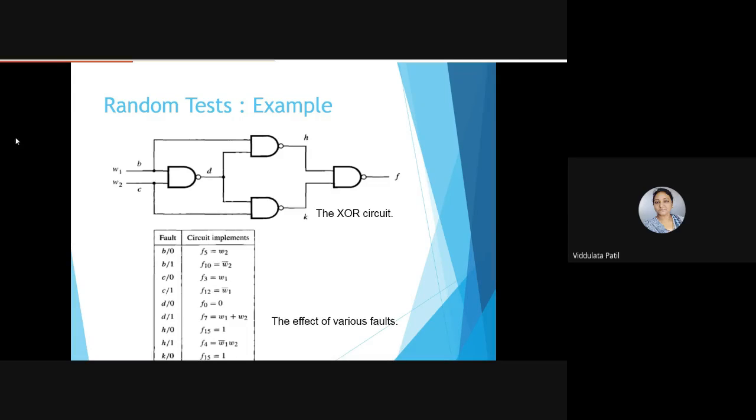Okay. So, this wire B is stuck at 0. W1 is equal to 0, W2 is equal to 1. In this condition, what will be the effect on the output? Whether there will be an effect? First tell me whether there will be an effect. No, ma'am.